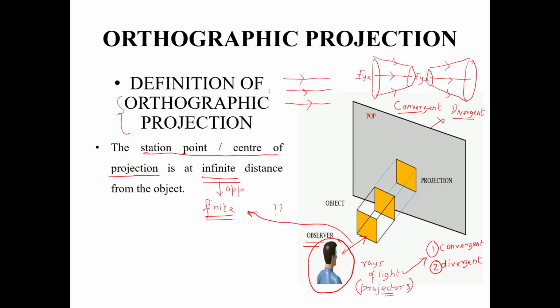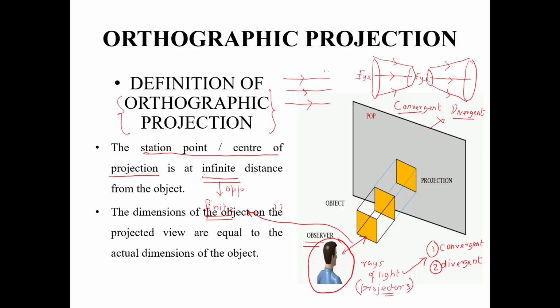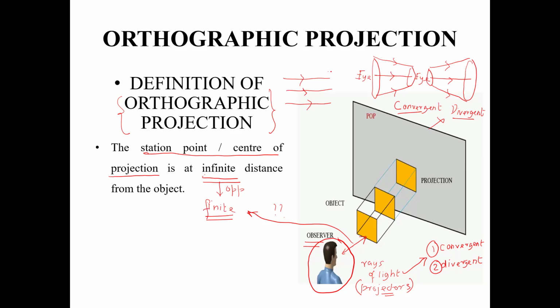But according to the definition of orthographic projection, the projectors or light rays originating from the eyes of the observer going past the object and hitting the plane of projection have to be like this. That is, all the projectors have to be parallel.